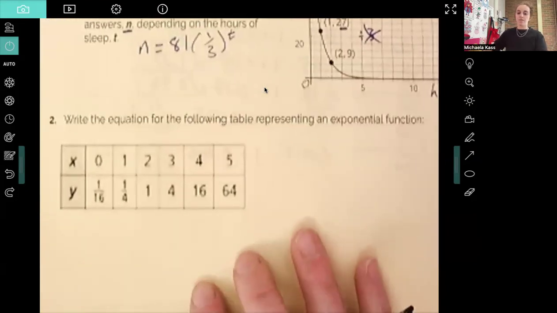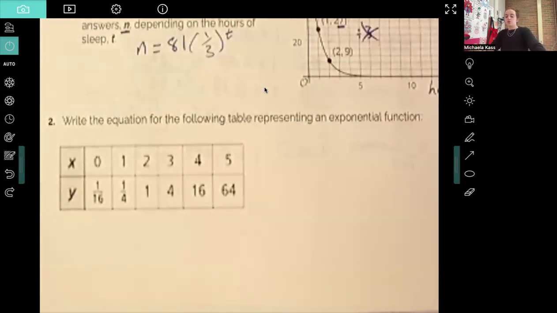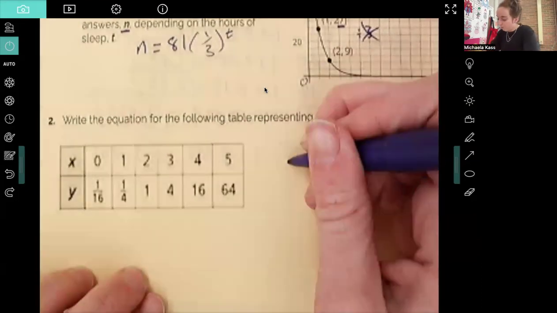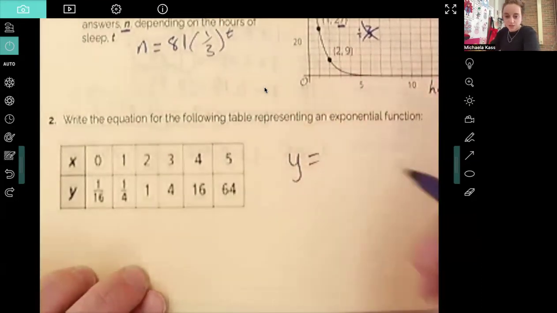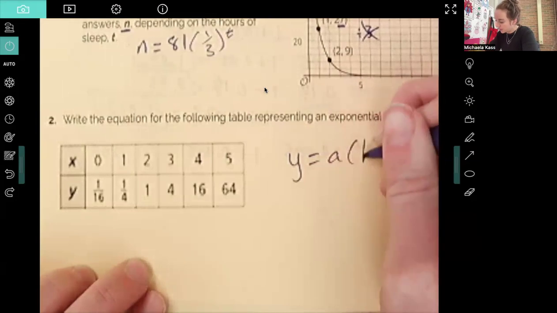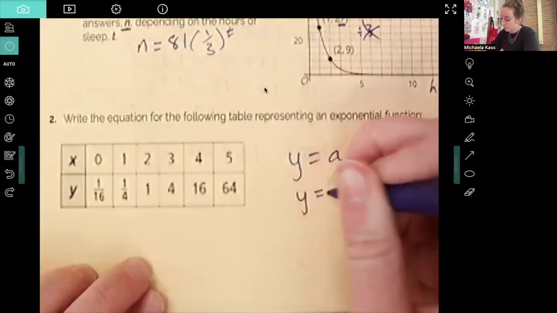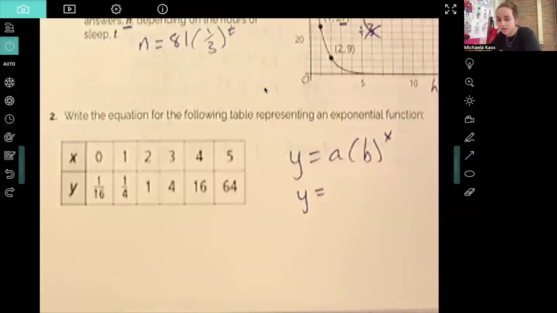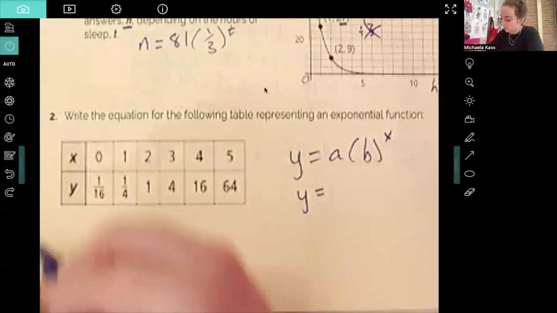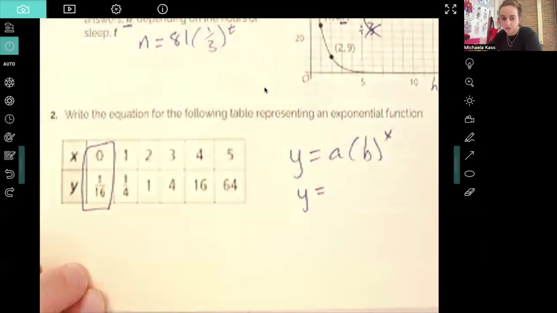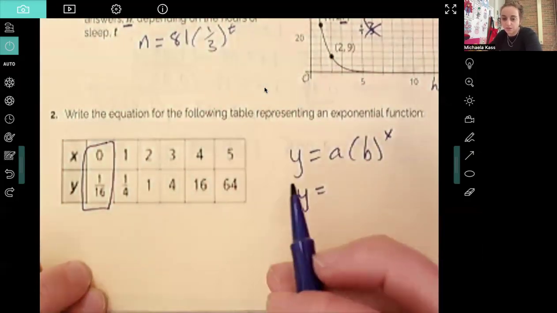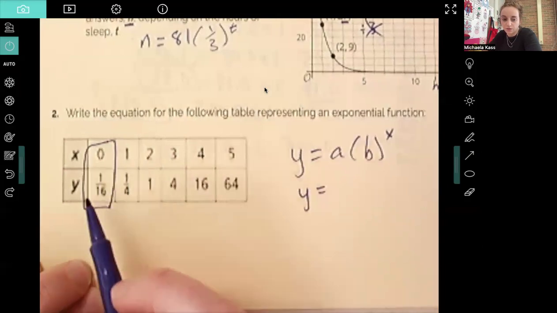Okay, let's try number 2. Write an equation of this table. So first thing, you always want to write y equals the initial, right? We're following this as a guide. So our initial is A. What is the initial value in the table? Well, find the y-intercept. Right here, this is the y-intercept, right? So that means my initial value is 1/16.